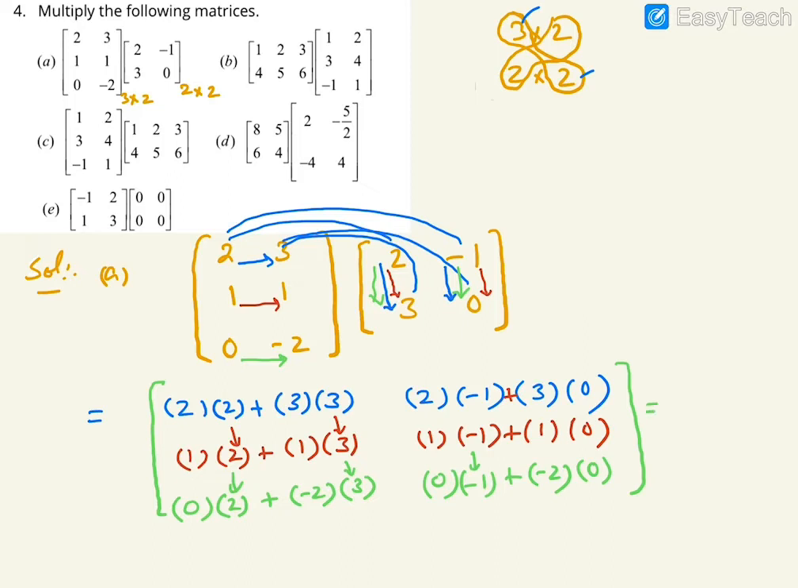So which will be equals to 2 times 2, 4, 4 plus 3 times 3, 9. Negative 2 plus 0, 3 times 0 is 0. 2 plus 3 times 1 is 3. 1 times 1 minus 1 is minus 1. 1 times 0 is 0. 0 and minus 6. 0 minus 6. 0 and 0 when you multiply 0 plus 0.